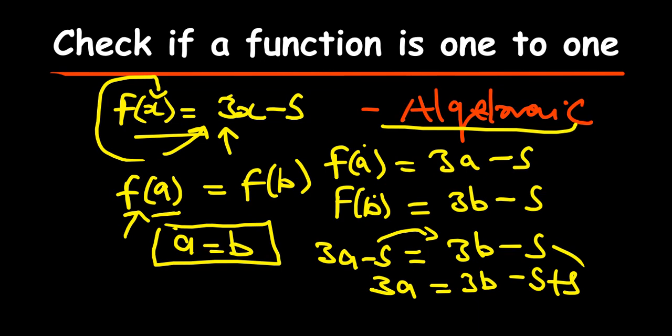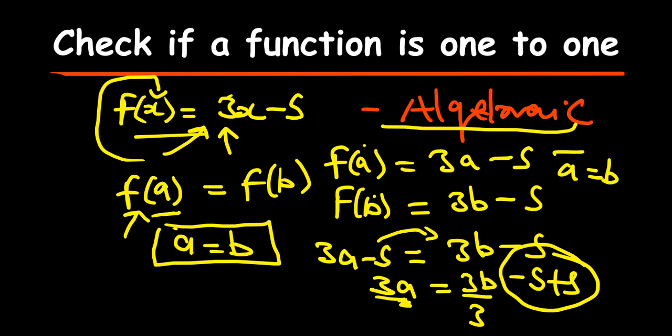So what would this give you? You are remaining with 3a on this side equal to 3b minus 5, and then this minus 5 goes to the right hand side to become a plus 5. So this here is going to give us a 0. We are going to remain with 3a is equal to 3b. So just divide both sides by 3. What are you going to remain with? We are going to remain with a is equal to b.